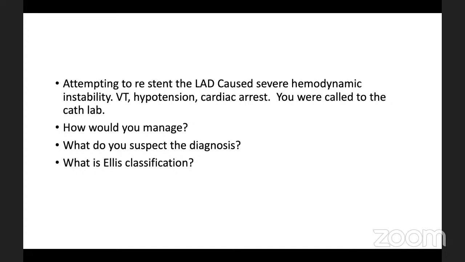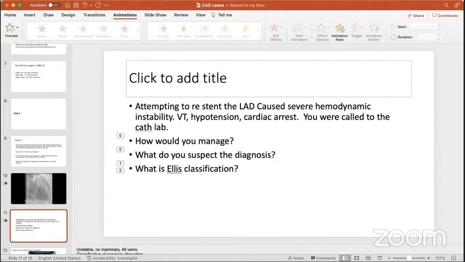Which one do we usually get involved in? We hear a lot of coronary perforation, the patient in the CCU stable. When do we usually get involved? If there is a perforation that's causing a tamponade effect. So if it's tamponade, they will do pericardiocentesis. So this is the classification, the Ellis classification.